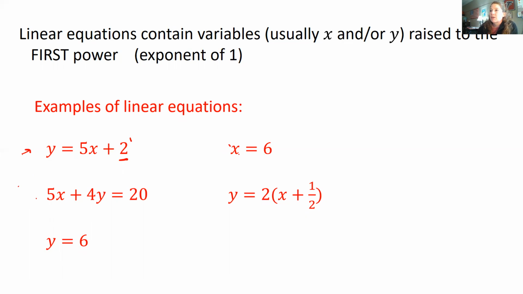Uh-oh, I'm wrong on that. That's not a function. I apologize. I'll take that out before I send this to you. But anyway, y equals 6 is a linear function. And then even if you have to use the distributive property, since both x and y are to the first power, that is also a linear function.